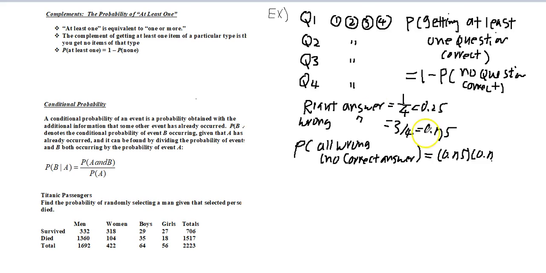So you have 0.75, then 0.75, then 0.75, and 0.75. That is the probability that you're not going to get any question correct. Let's find out what this is. We're going to multiply 0.75 four times.